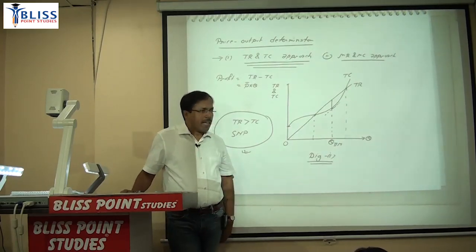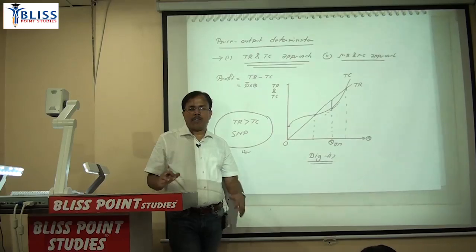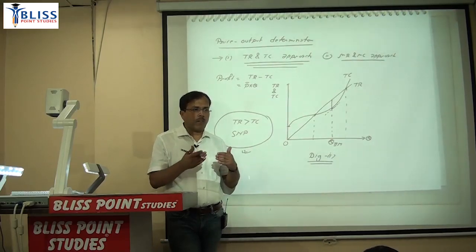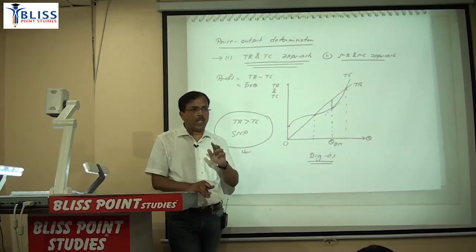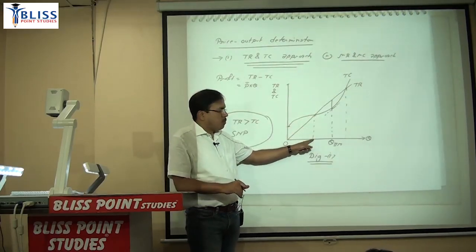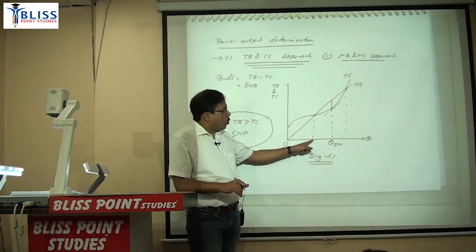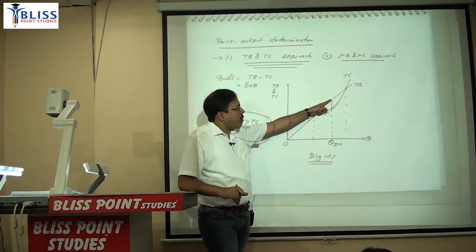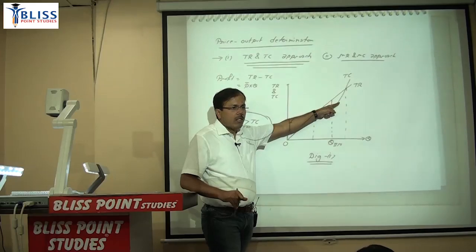So what is the profit diagram here? अगर आपसे सिर्फ कहा जाए प्रॉफिट का डायग्राम शो करो, इसी डायग्राम के अंदर प्रॉफिट का डायग्राम, प्रॉफिट टी आर और टी सी का गैप है। सो एट दिस क्वांटिटी प्रॉफिट विल बी जीरो, as you move to the right profit will increase, it will reach a maximum and then again it will reduce.